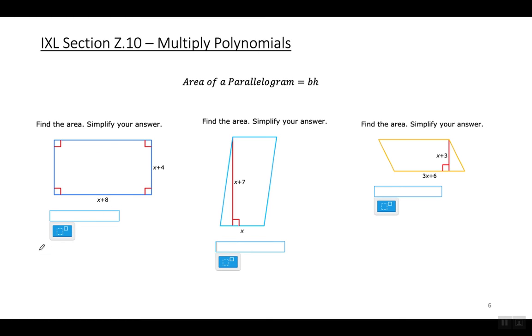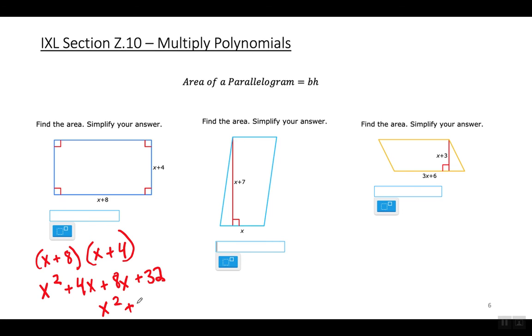All right, so in this one, I'm going to multiply x plus 8 times x plus 4. In other words, a binomial times another binomial. So my answer is going to be x squared plus 4x plus 8x plus 32. And I gotta combine like terms. So my final answer is going to be x squared plus 12x plus 32.